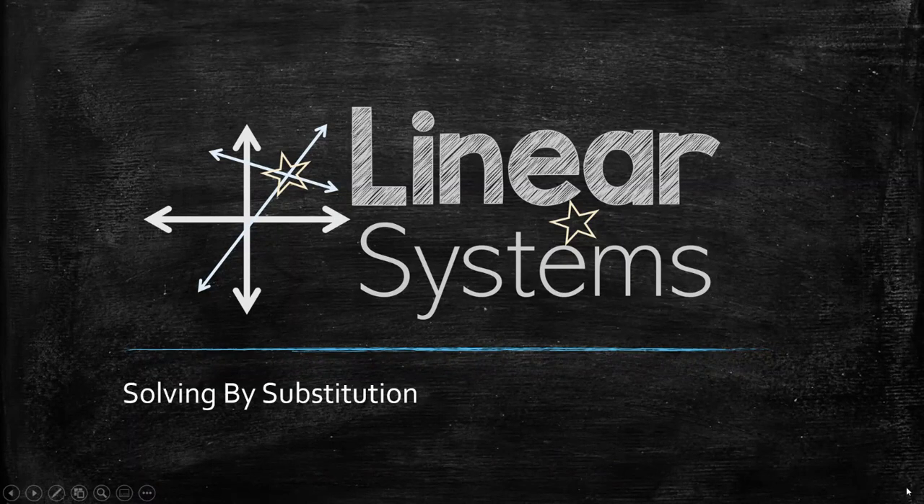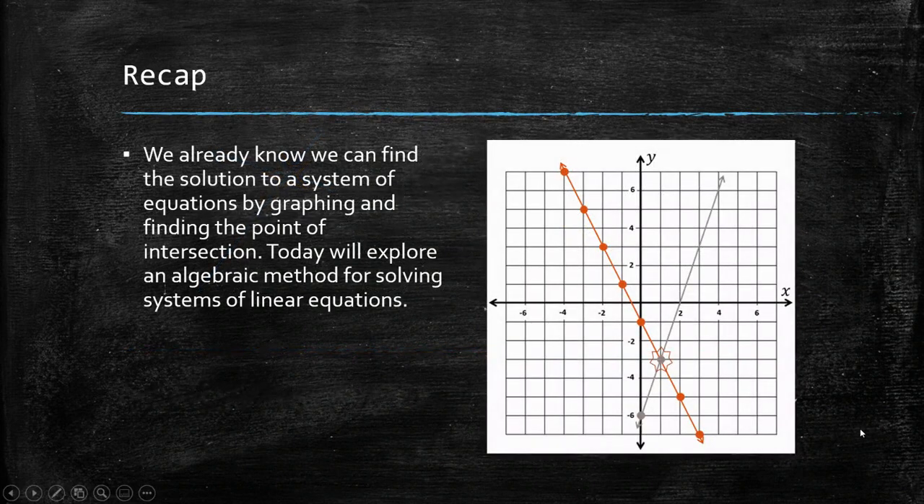Solving systems of equations by substitution. We already know that we can find the solution to a system of equations by graphing both equations and then seeing where their points intersect, or seeing where their lines intersect. But we can also solve and find that solution algebraically, and we don't need graph paper or rulers to do it.